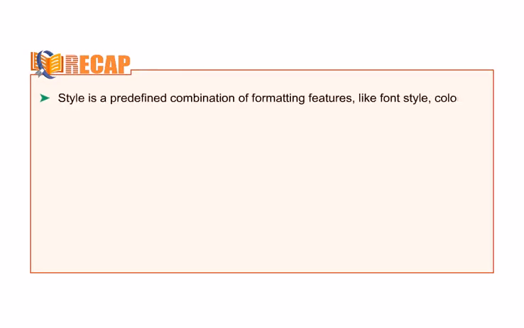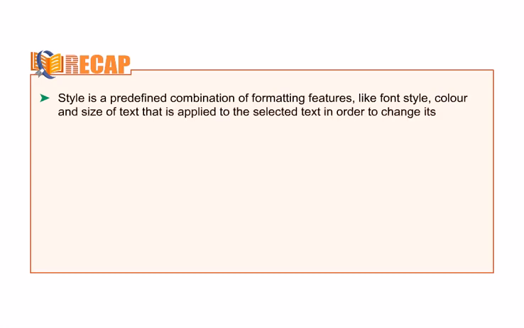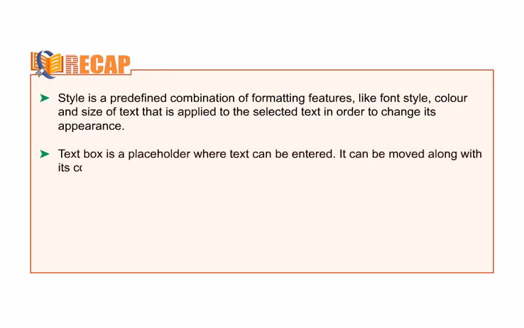Students, let's go through the recap of this chapter. A style is a predefined combination of formatting features like font style, color, and size of text that is applied to the selected text in order to change its appearance. Text box is a placeholder where text can be entered. It can be moved along with its contents anywhere in the document.